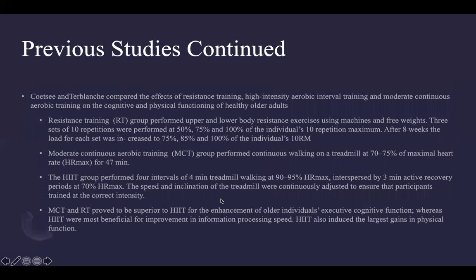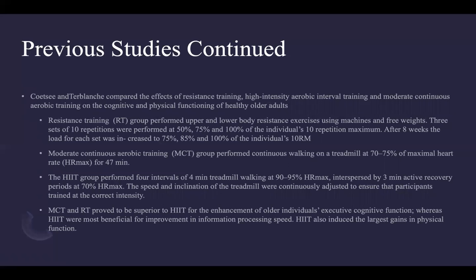In the next study, they compared the effects of resistance training, high intensity aerobic interval training, and moderate continuous aerobic training on cognitive and physical function of healthy older adults. The resistance training group performed upper and lower body resistance exercises using machines and free weights. It was 3 sets of 10 at 50, 75, and 100% of the individual's 10 repetition max. After 8 weeks, they increased the load to 75%, 85%, and 100% of the individual's 10 rep max.